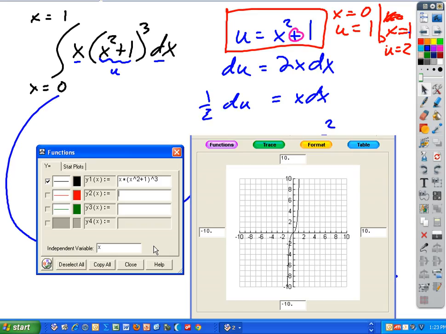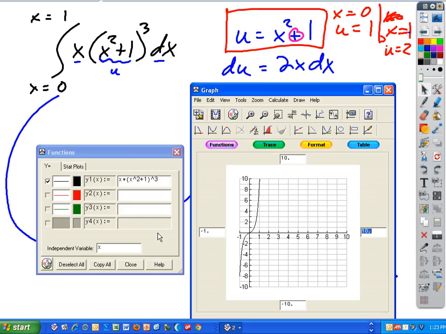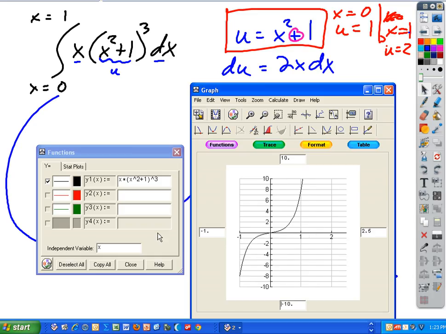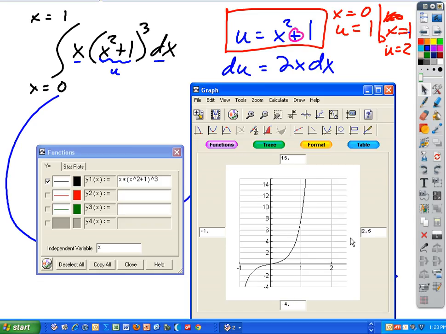Now we're only looking at this between 0 and 1, right? I'm going to go ahead and make the limits go from, how about -1 to 2.5. And I'm going to go from -4 to +15. How about that? Okay, so now let's add up that area.